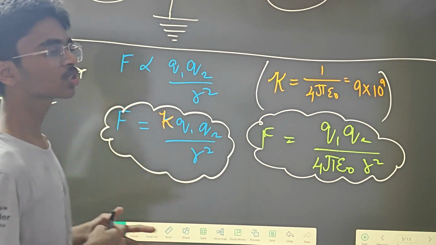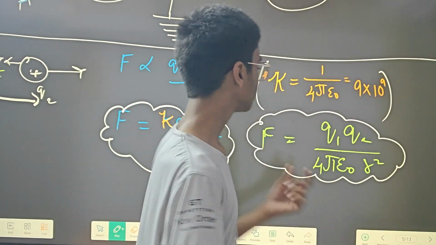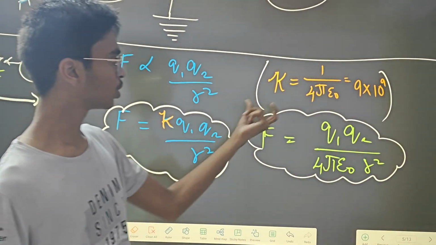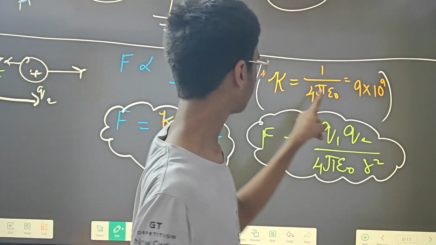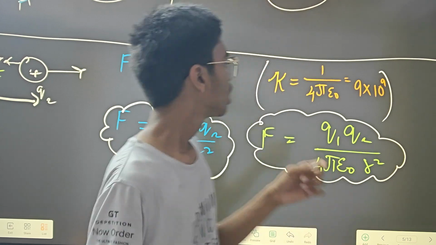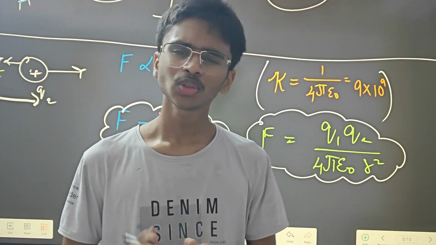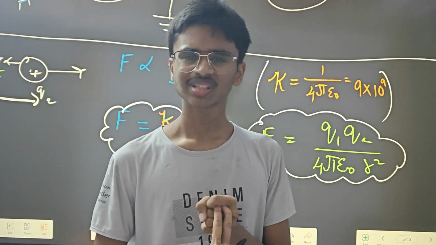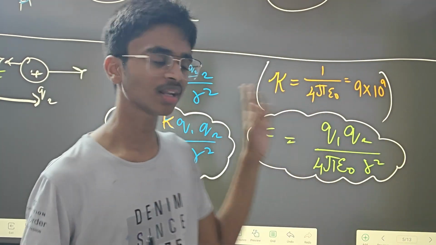Here k is a constant, just like how we had in the gravitational unit, where k is equal to 1 by 4 pi epsilon naught. You know pi, which is 3.14, or which is actually 22 by 7. You know 4 is a constant, pi is also a constant. Then what about epsilon naught? We will be seeing what epsilon naught is in the next slide of this video.